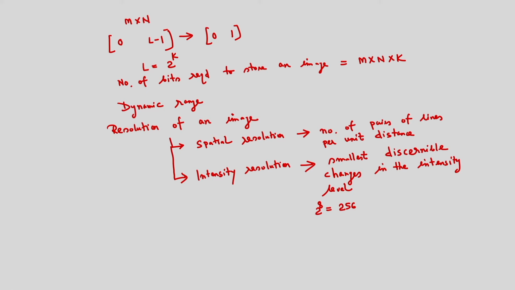So spatial resolution means the number of pairs of lines per unit distance. That means if I consider these are the pixels, how many pixels per unit distance, that is called the spatial resolution. And intensity resolution means the smallest discernible changes in the intensity level. So how many intensity levels I am using, that is the intensity resolution.